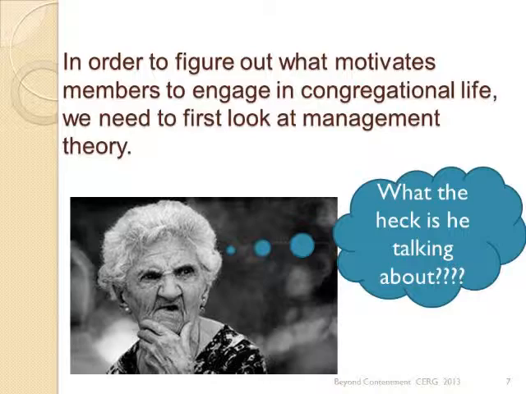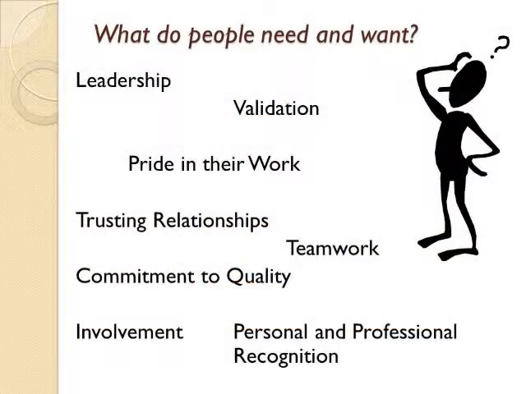So first of all, what do people want and need? In management theory, these are the things that people say over and over again they want and need. Leadership, validation, pride in their work, trusting relationships, teamwork, a commitment to quality, involvement, and personal and professional recognition. So you can already begin to see how this starts to relate to life in our congregations.